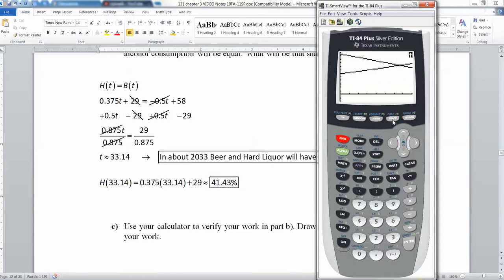So you go second, calculate. It's above your trace button. So second trace, you want to go calculate. Pick number 5 for intersect. Is y1, which was my hard liquor, your first curve? Yes, it is, so I press enter. Y2, is that your second curve? Yep, so press enter. Guess, move to the right. Get your cursor just kind of closer to these. You can actually get it so it's practically on top of them, that's fine. And press enter. And there you go, 33.143 and 41.429. So it's actually a little bit more accurate that way.